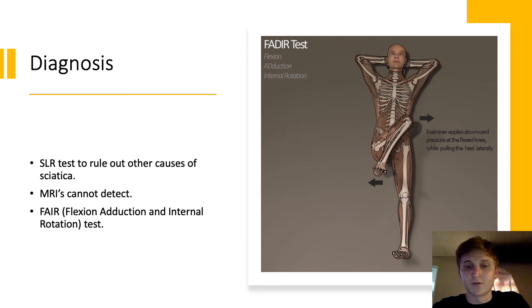Usually to diagnose piriformis syndrome, we start by ruling out other causes of sciatica. So we might use the straight leg raise test, which if that came back positive, we would know it's not piriformis syndrome. It's important to note that MRIs cannot detect piriformis syndrome. But a positive result with the flexion, adduction, and internal rotation test would lead to a diagnosis of piriformis syndrome.